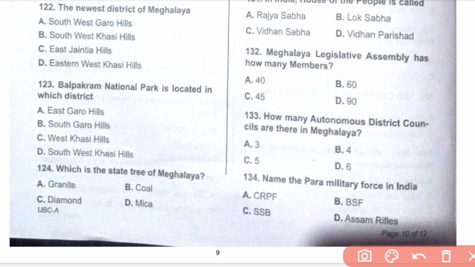Balpakram National Park is located in which district? Balpakram, South Garo Hills. Which is the city of Meghalaya?